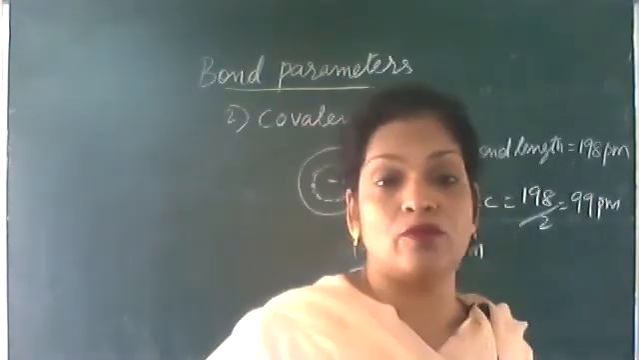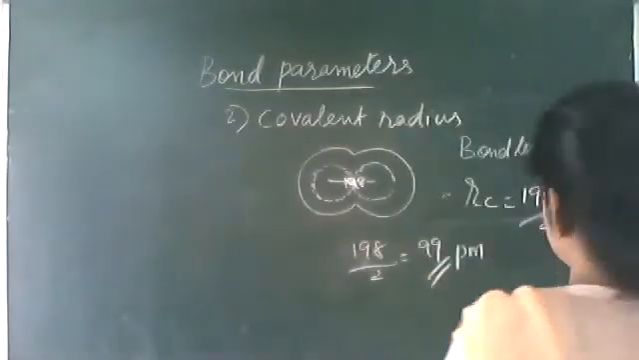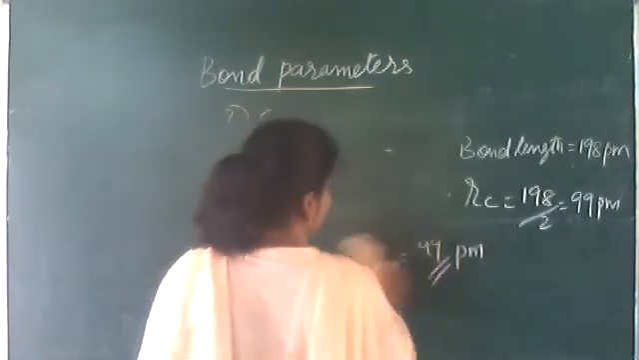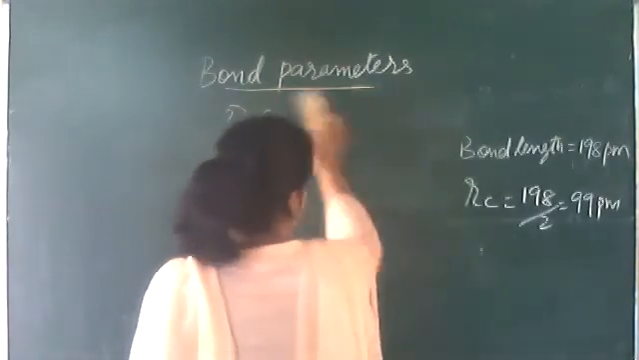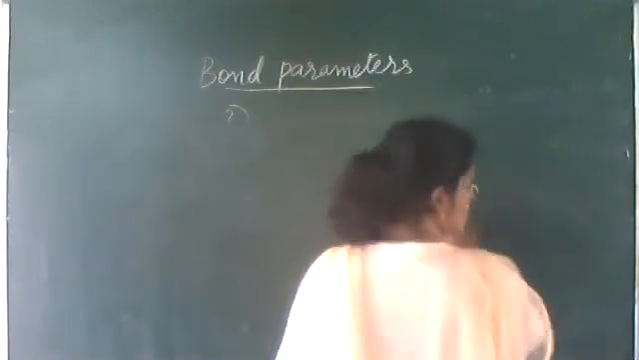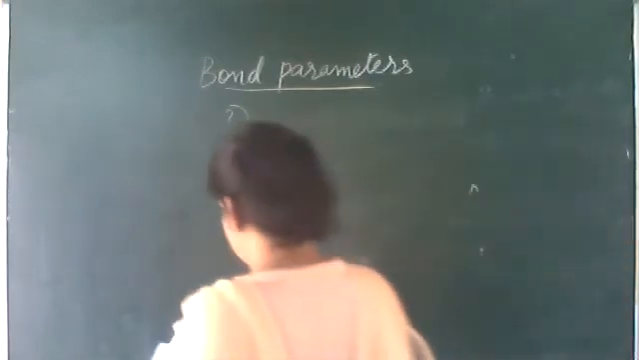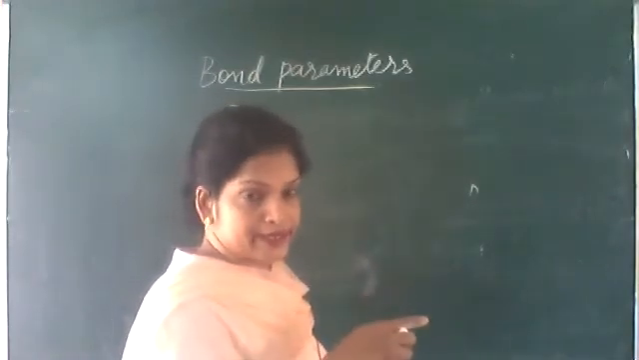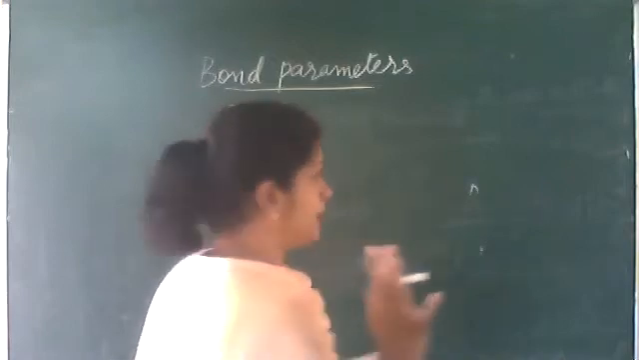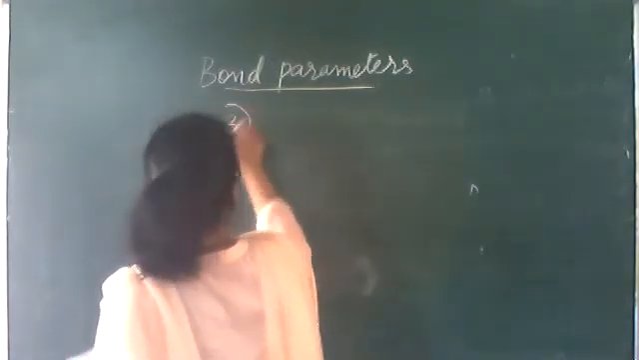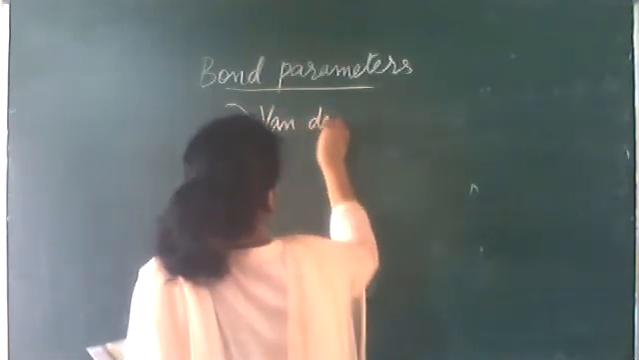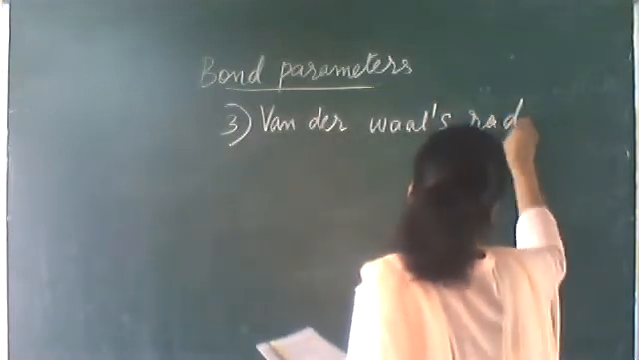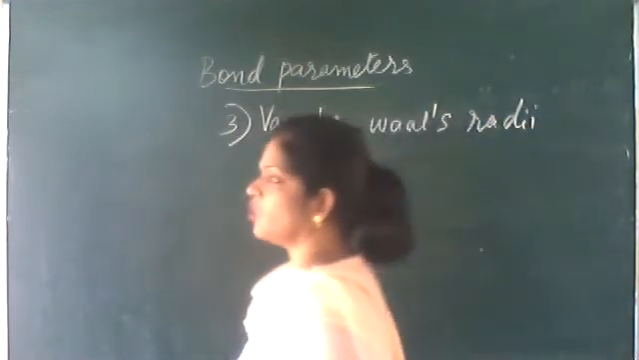Next is van der Waals radius. It means when not in bonding. In bonding, it is covalent radius; not in bonding, van der Waals radius. Number 3, van der Waals radius.